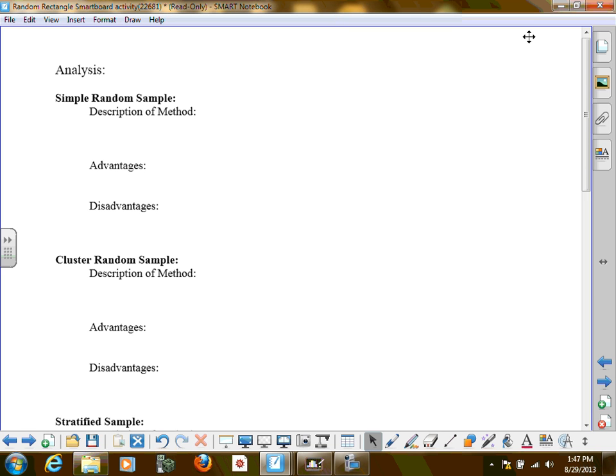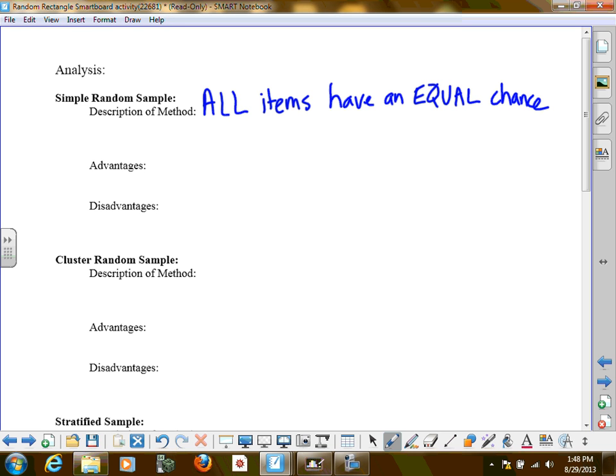Okay, simple random sample. Here's what happens on this. That's where you put everything in a big bag and give everything a unique number, and then you're drawing. Everything has an equal chance of being chosen. So that's what we want to put here. You have to devise a method so that all items have an equal chance of being chosen.